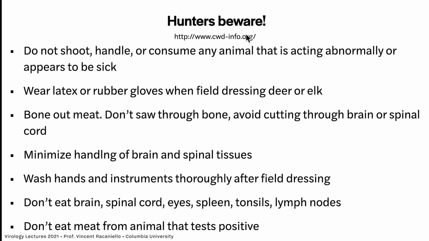And as you know, hunters like to shoot deer and eat them. So there's this website where they tell you to be careful. If the animal's acting weirdly, don't shoot it. You should wear gloves. You should not saw through the bone. You should avoid the brain and spinal cord. Wash your hands. Don't eat the brain, spinal cord, eyes, spleen, tonsils, lymph nodes. These are places where the prions tend to accumulate. You shouldn't eat meat from an animal that tests positive, and you can get your animal tested. But the concern is that, with more and more deer being infected, the number is going up. And of course, the protein can change.